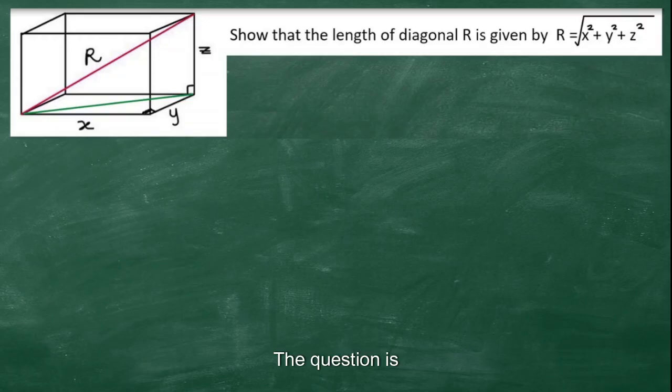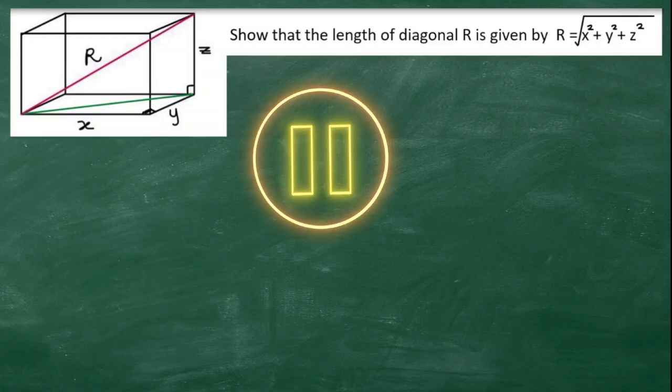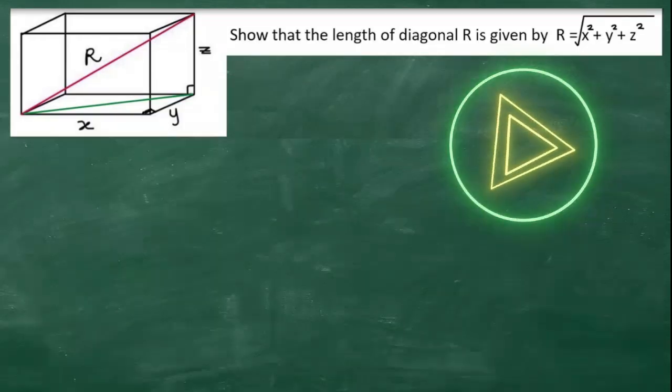The question is, show that the length of diagonal capital R is given by R equals square root of x squared plus y squared plus z squared. Now this is directly related to 3D Pythagoras. Please pause the video and give this a try. When you want to check the answer, press play.